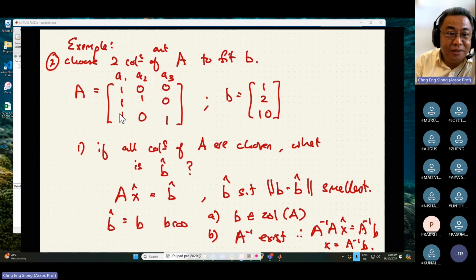Now, if I choose A1 and A2, it's quite useless because this whole thing is trying to approximate 1, 2, 10, but this guy is so big and this guy is so small. So I should choose the first column and the third column, because the third column will approximate 10. This guy is left to approximate 2 and 1. Maybe I have a chance. But I'm still confused. I do not know whether I should choose the second column and third column, because the second column can approximate 2, the third column can approximate 10 perfectly, and I'm left with 1.